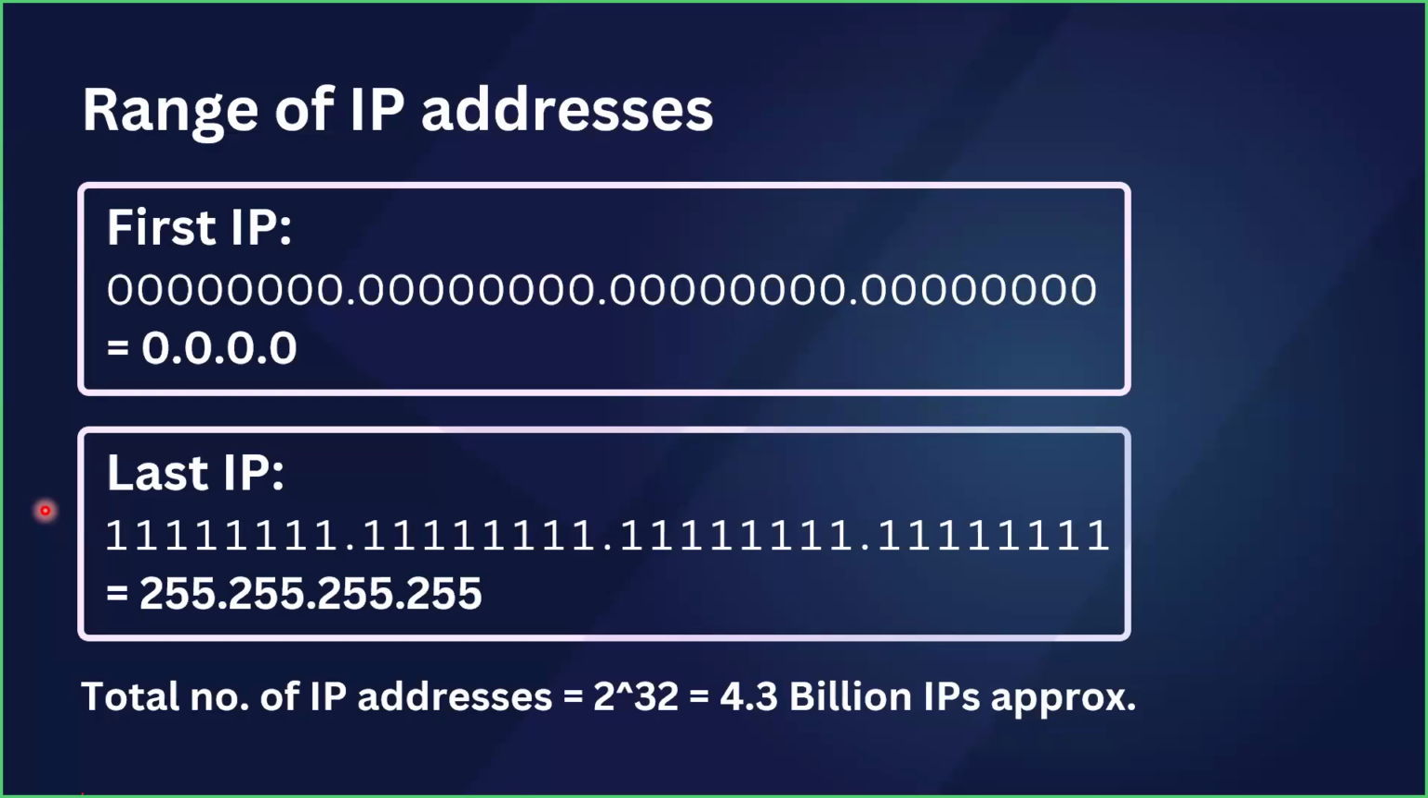There's something called public IPs. There's something called private IPs. Some IPs can be reused an infinite number of times. Okay, so we'll talk about all that later. But for now, the range of IPs is from 0.0.0.0 to 255.255.255.255. And the total number of IPs, if you count each and every single IP, is 4.3 billion IP addresses.